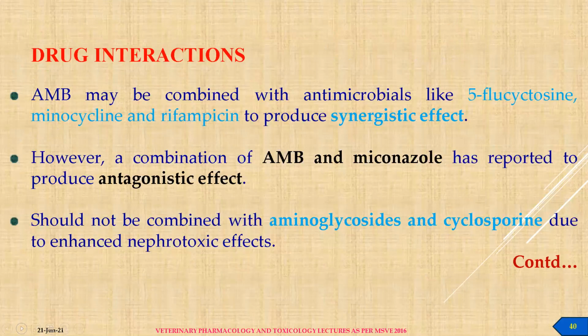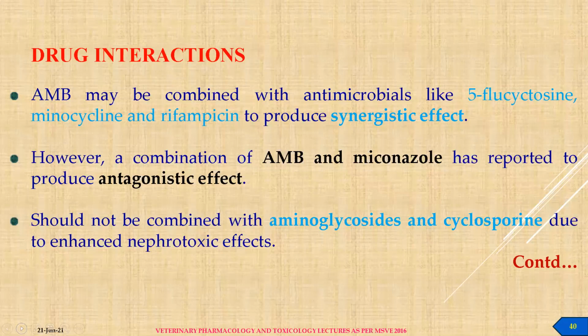Then there is an important chapter, drug interactions. We should know which drugs should not be administered along with amphotericin B. It may be combined with antimicrobials like 5-flucytosine, minocycline, and rifamycin, and it produces a synergistic effect. However, the combination of amphotericin B and miconazole, an azole derivative, has been reported to produce an antagonistic effect. This one should also know.